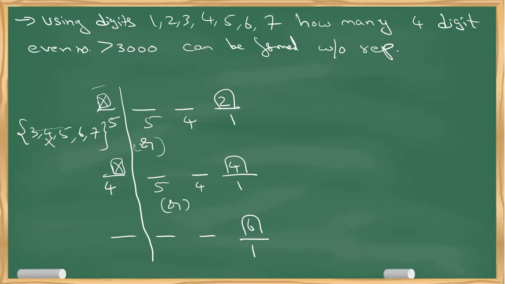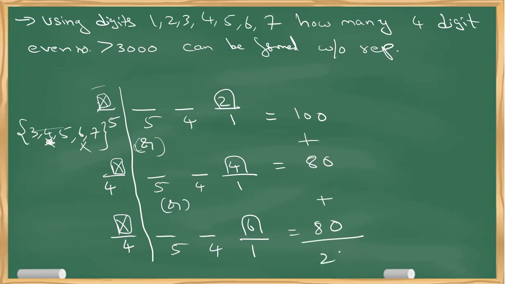Or next, 6 is gone. Can I use 6 again? No. But can I use 4? Yes, you can definitely use. So again 4 possibilities, 5, 4. Now what you have to do? Just multiply. So 100, 80, 80. Here OR represents addition. So the answer is finally 260. There are 260 4-digit numbers which are greater than 3000 and even that can be formed using digits 1 to 7. And this is a case of without repetition.